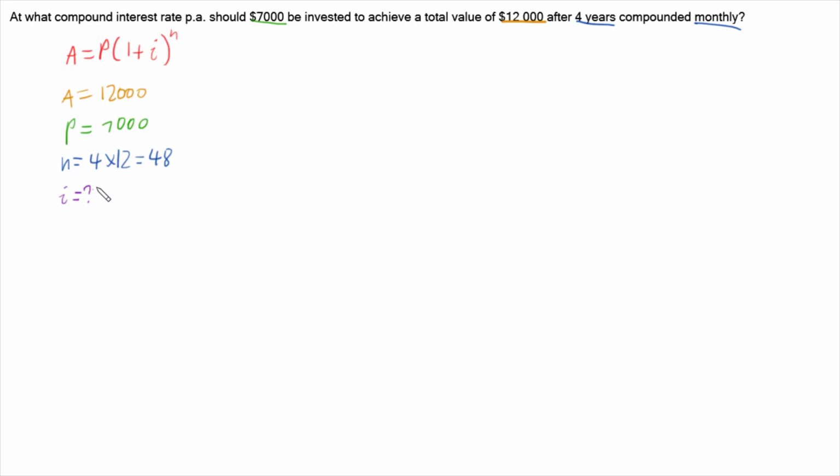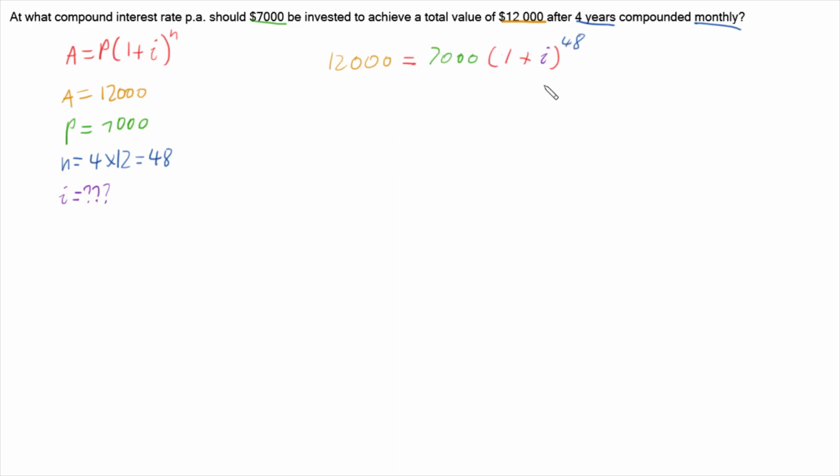And then little i is what we're trying to work out. We need to know what our interest rate is. So we need to use this information and our rule to find out finally what our interest rate per annum is going to be. Let's plug our numbers into our rule. Our final value, A, 12,000, is equal to our principal, $7,000, multiplied by (1 plus little i) to the power of n, which is 48.